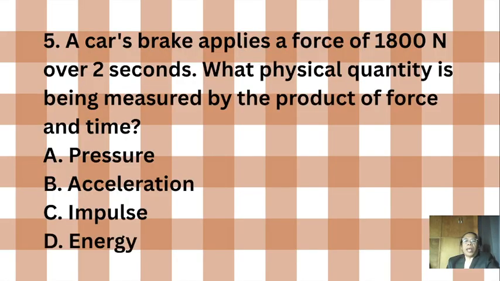Number 5. A car's brake applies a force of 1,800 Newton over 2 seconds. What physical quantity is being measured by the product of the force and time? Letter A, pressure. Letter B, acceleration. Letter C, impulse. Letter D, energy.